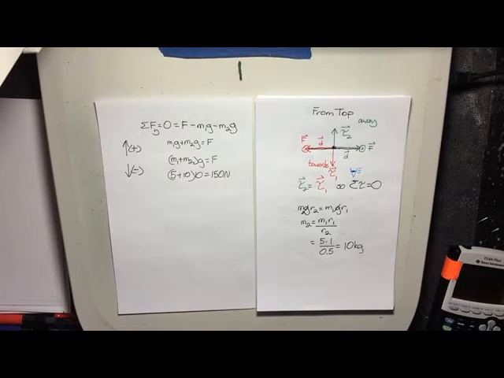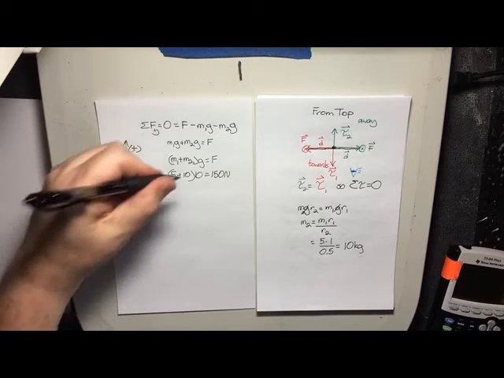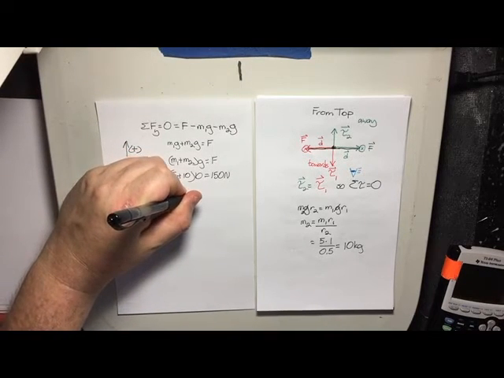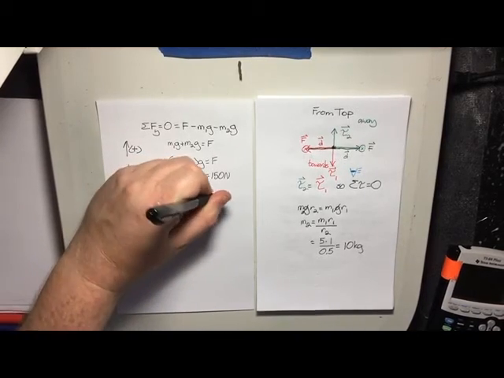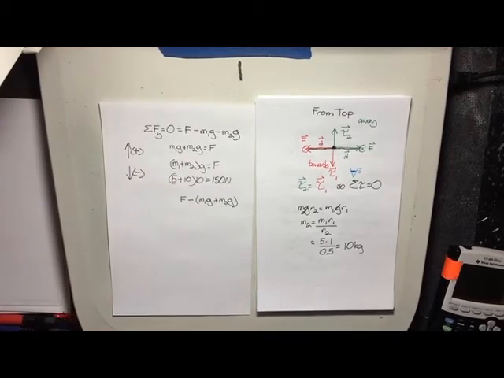Yes? On the first part, where it's sigma Fy equals 0, are the M1G and M2G supposed to be in parentheses? M1G minus M2G, close parentheses? I wouldn't say it's necessary. I mean, you could write it like this. That's algebraically equivalent. Your choice. I don't see any great need to do it that way.